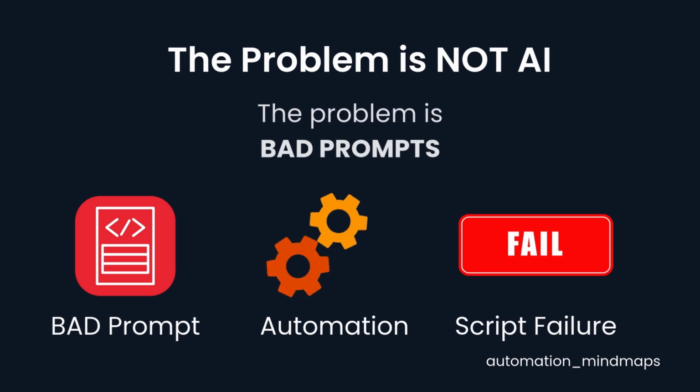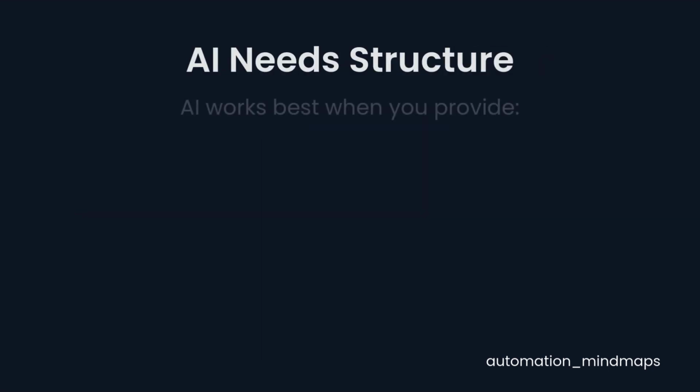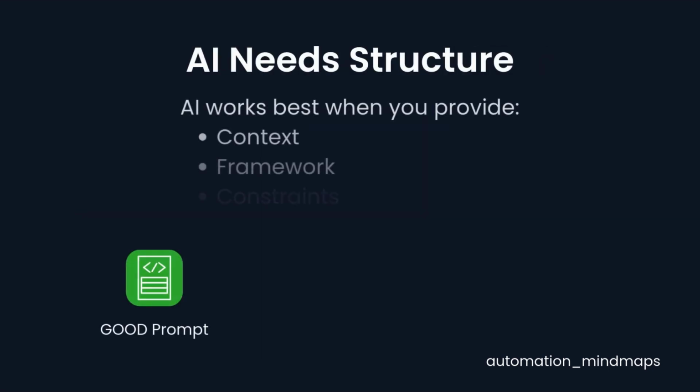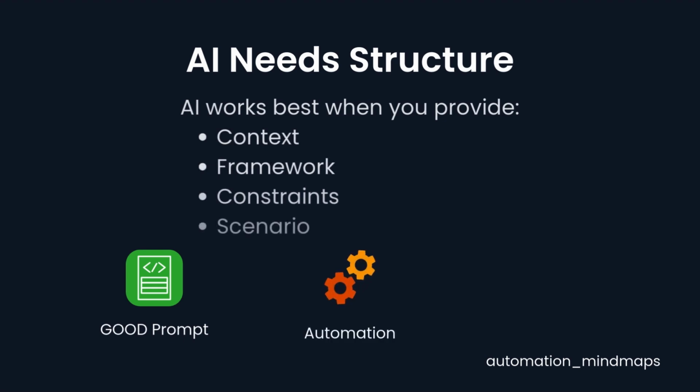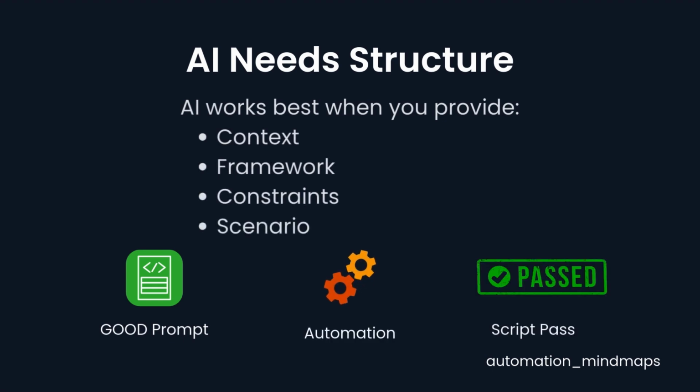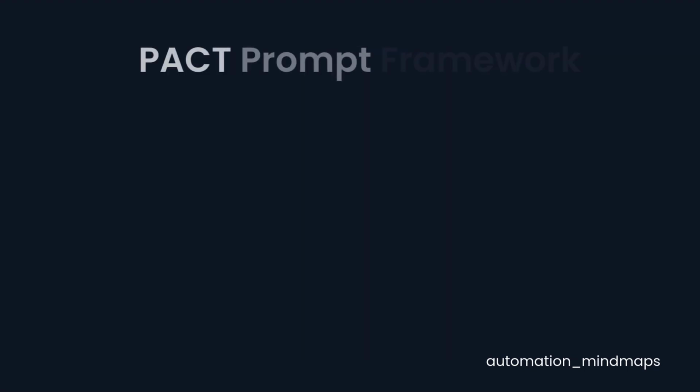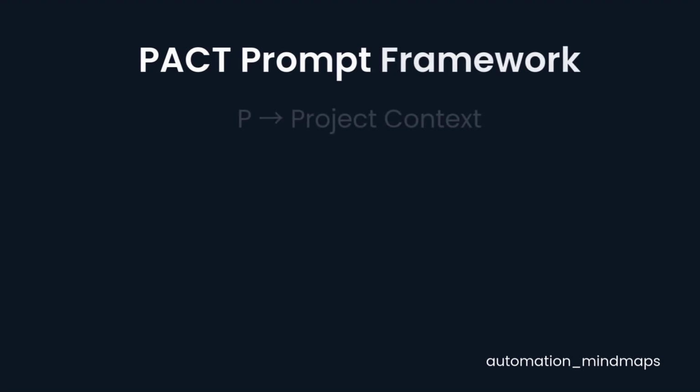AI works best when it has clear context and instructions. If the prompt is vague, the output will also be vague. But when the prompt includes structure, constraints, and context, the quality of generated code improves dramatically. So instead of asking AI random questions, we should use a structured prompt format. And for QA engineers, there is a simple framework that works really well. I call this the PACT prompt framework.